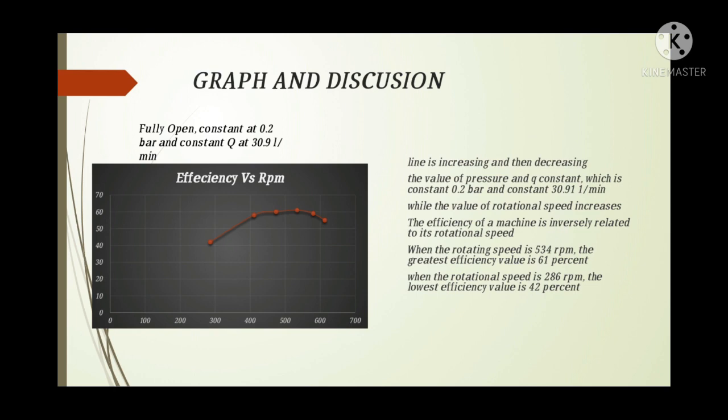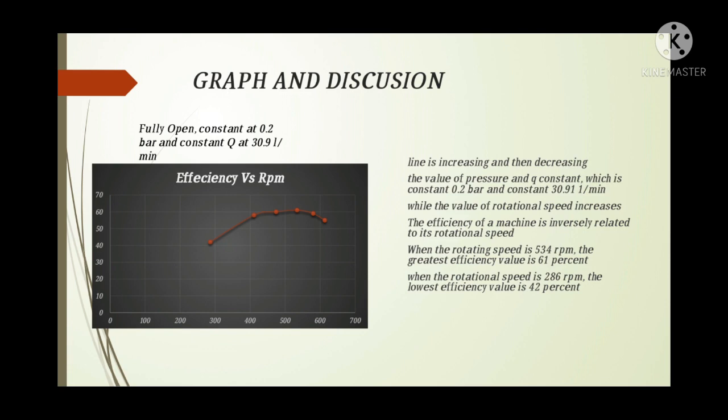Next, we go on to the graph and discussion. This is the graph for the first experiment, for the fully open, constant at 0.2 bar and constant Q at 30.9 liters per minute. The graph of efficiency versus rotational speed for fully open is shown in the figure. It can be noticed on the graph that the line is increasing and then decreasing. The efficiency decreases when pressure and Q are constant, at 0.2 bar and 30.91 liters per minute, while the rotational speed increases.